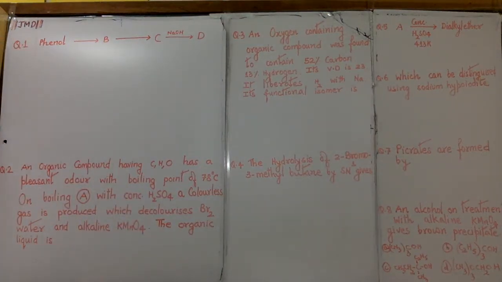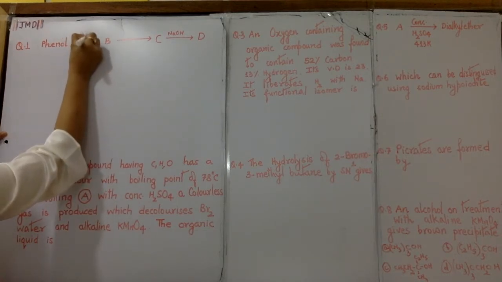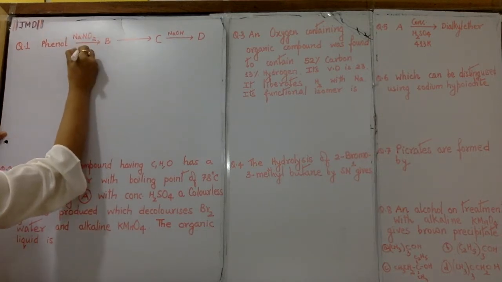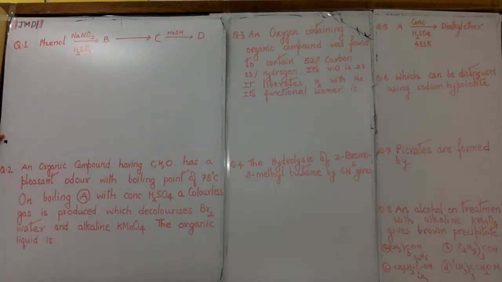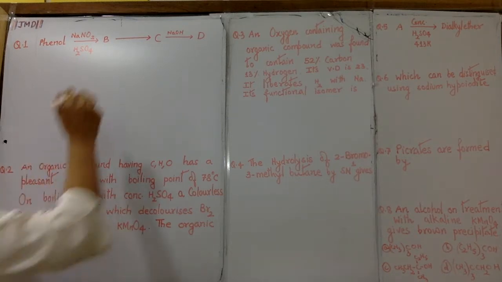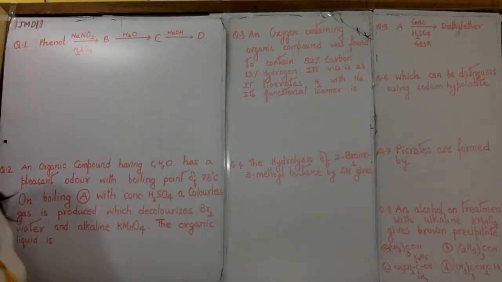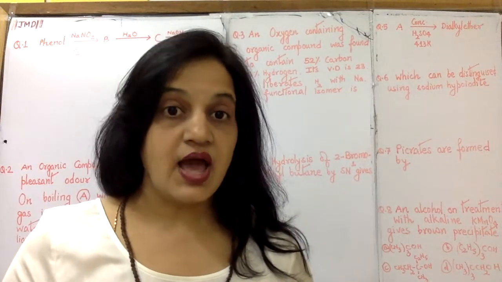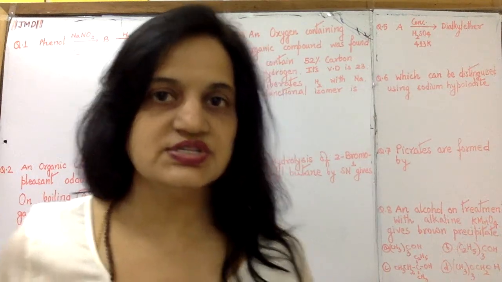Phenol is treated with NaNO2 and sulfuric acid, which gives us B, and this with water gives us C, and C on reaction in alkaline medium is giving us D. Let us see what this reaction is indicating.